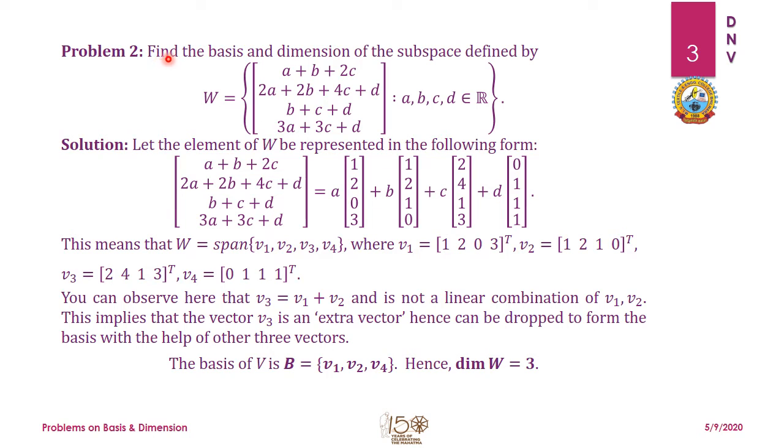Second, the problem is stated as: find the basis and dimension of the subspace defined by W equal to this column matrix, 4 rows and 1 column, in which the elements are A plus B plus 2C, 2A plus 2B plus 4C plus D, B plus C plus D, and 3A plus 3C plus D, where all these A, B, C, D are members of the set of real numbers. So again, we have to find the basis of this subspace or this set W, and if we could find the fixed number of elements, then we will be able to say the dimension.